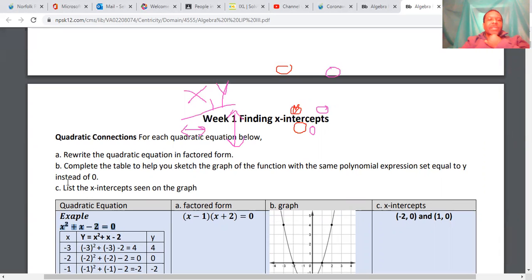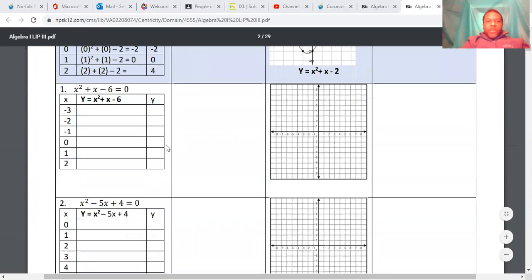All right. And it says list the y-intercepts seen on the graph. Okay, so let's do this. Let's do number 1: x squared plus x minus 6 equals 0.